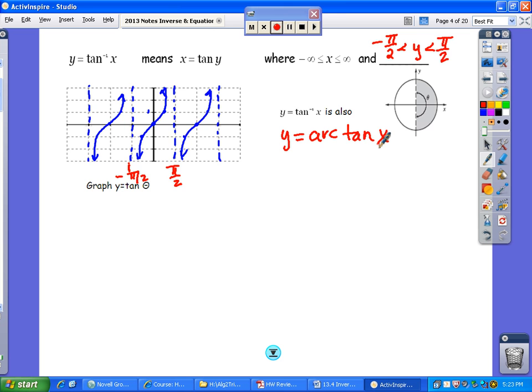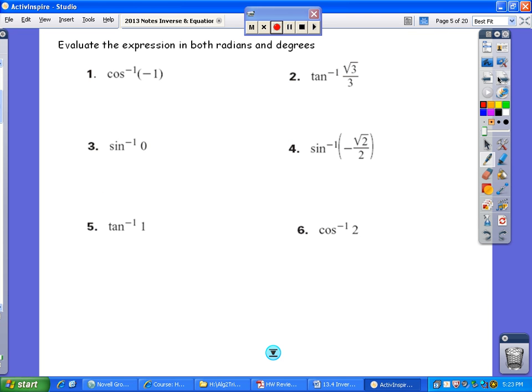All right, here's the types of problems you're going to be responsible for. Evaluate the expression in both radians and degrees. So this is inverse, so our answer is going to be an angle. This question is asking, what is the inverse cosine of -1? It wants to know what angle theta has a cosine of -1. That's our question.